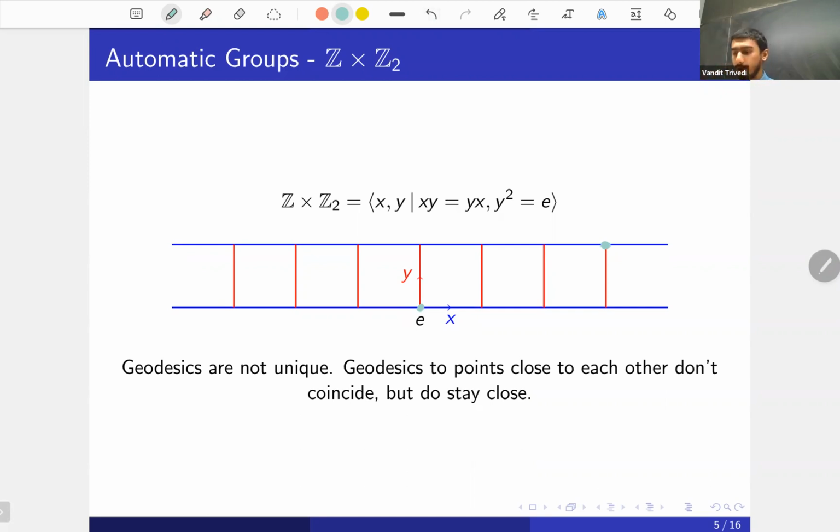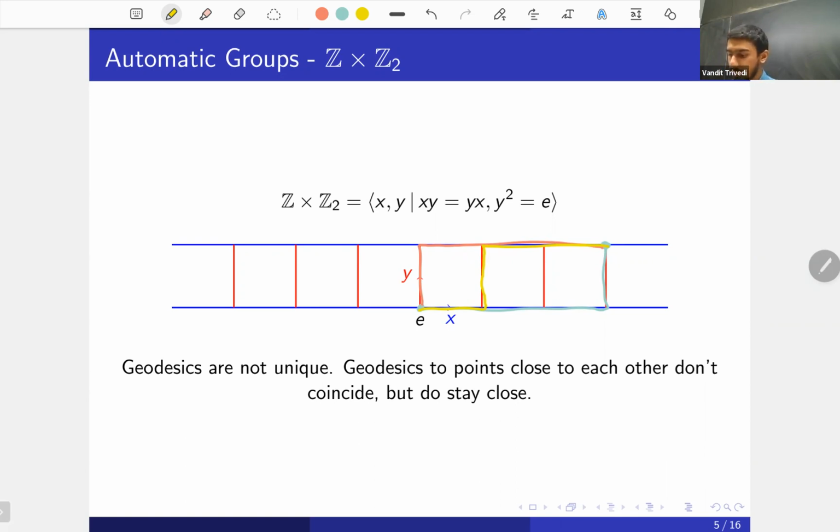There are a few different options here because I could go along the bottom and then go up, or I could go up first and then along the top. Or alternatively, I could go along the bottom for a bit, jump up, and then go along the top the rest of the way. And all three of those paths, as well as one more if I were to jump up at the next y, all four of those paths would be geodesics.